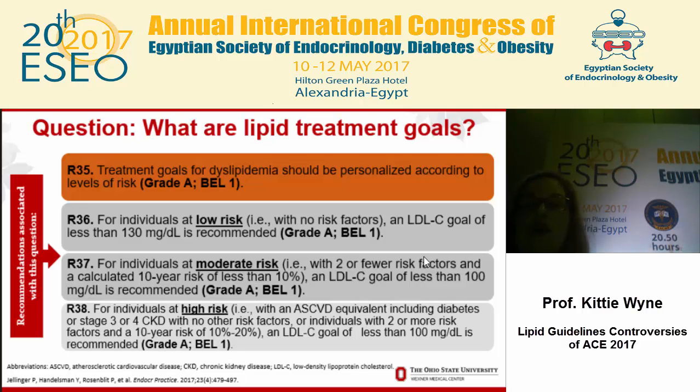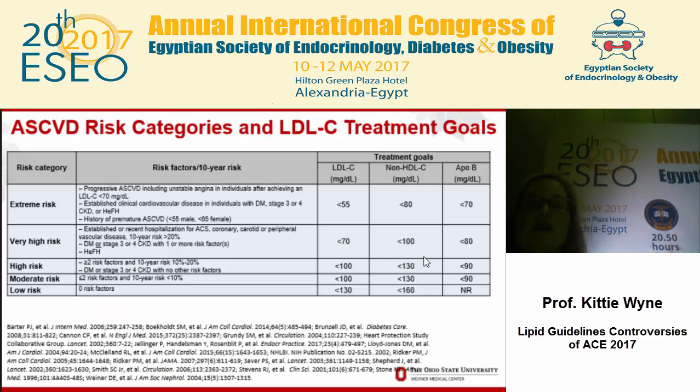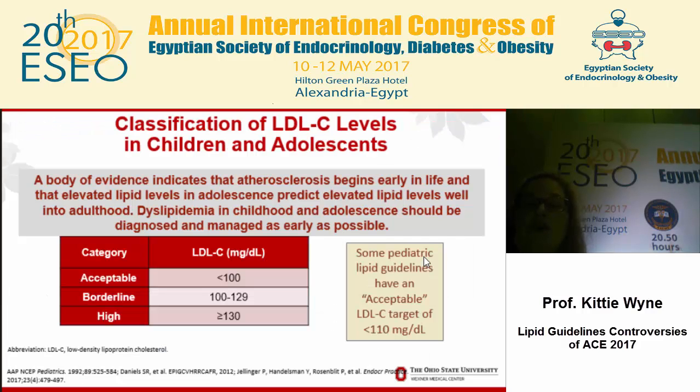They're mostly grade A, evidence level 1, and this is the chart that just summarizes the categories and what the targets are. So extreme risk is an LDL below 55 with a non-HDL cholesterol below 80 and an ApoB level below 70. You can compare that to the lower categories, which are the risk categories you're accustomed to. And just to remind you, with children and adolescents, an acceptable level is below 100, and you want to question if they're above 130 on their LDL.